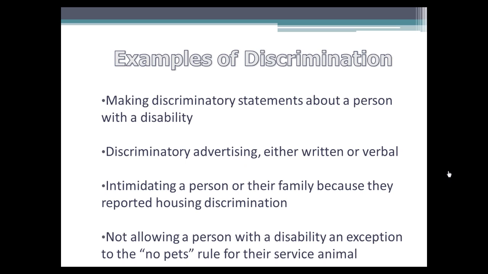Another example of discrimination is not allowing an exception to the no pets policy if someone with a disability needs an animal because of their disability. This is an example of not allowing a reasonable accommodation. We'll discuss additional examples of accommodations later in the presentation.